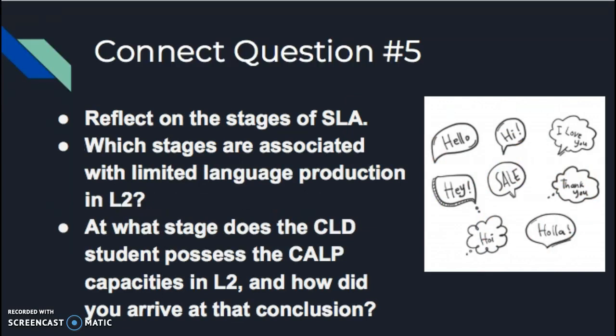Limited language production is associated with the pre-production, early production, and speech emergence stages. CALP capacities are developed in all stages. In each stage, students are learning, but they develop their own ways of showing what they are learning in CALP. During the pre-production stage, students learn using visuals and listening. In the early production stage, students learn by repetition and cues.